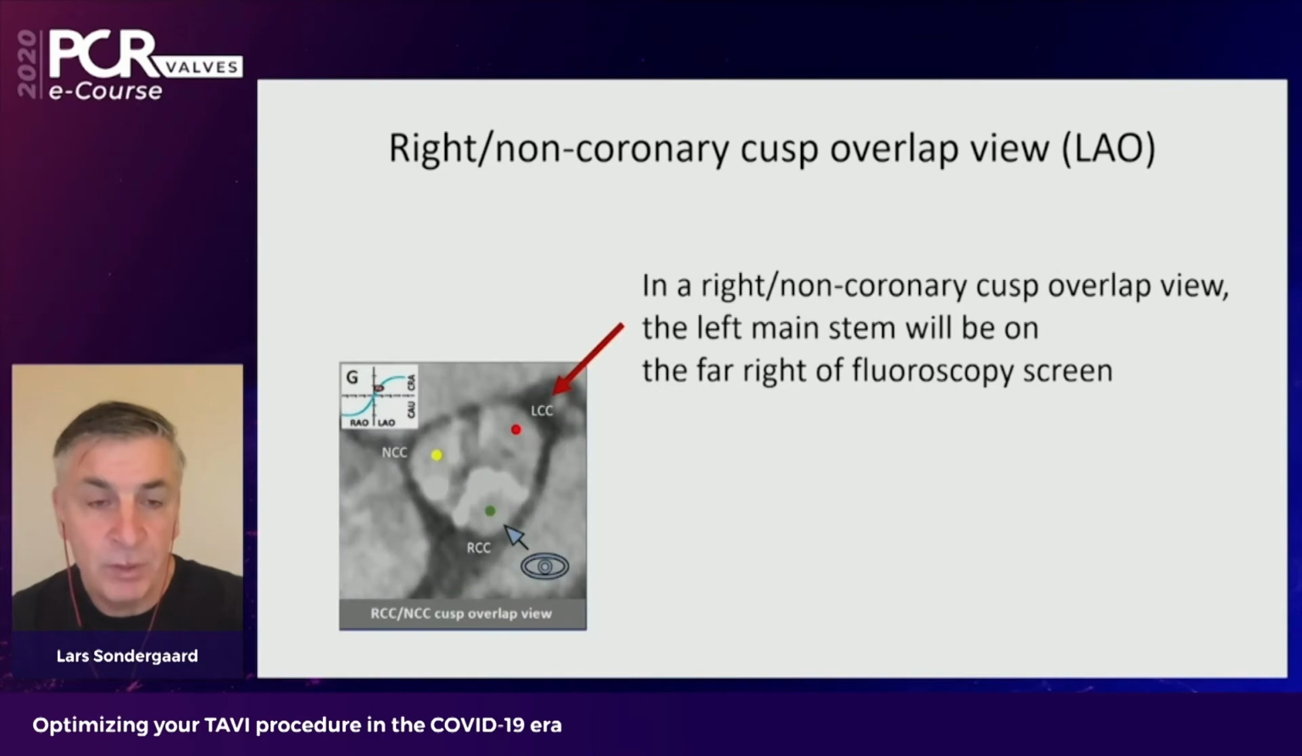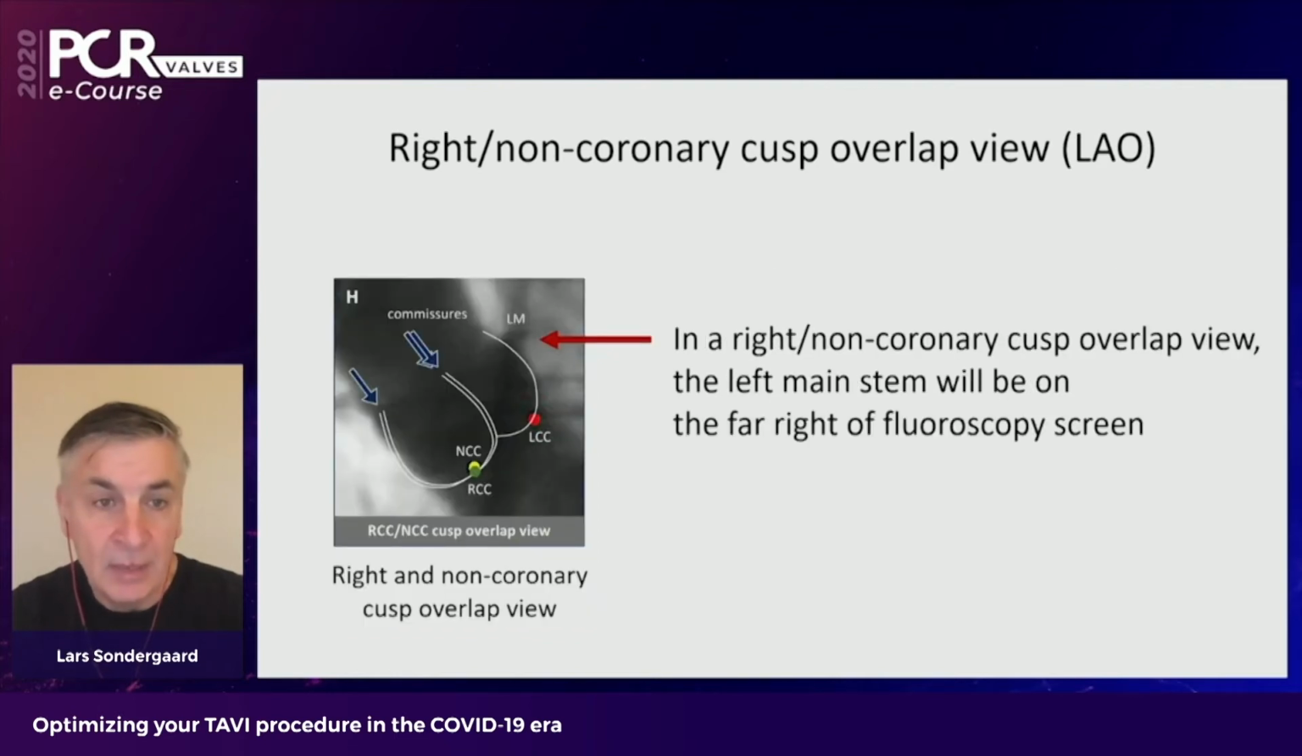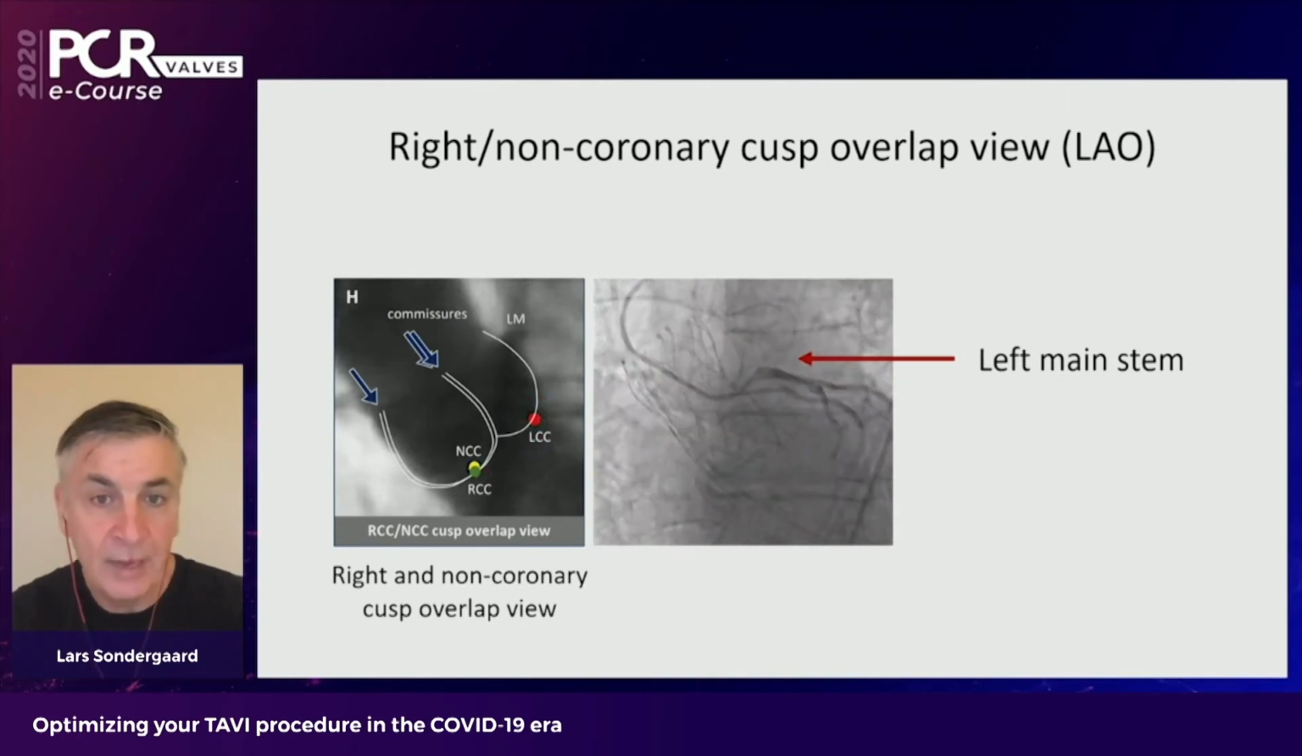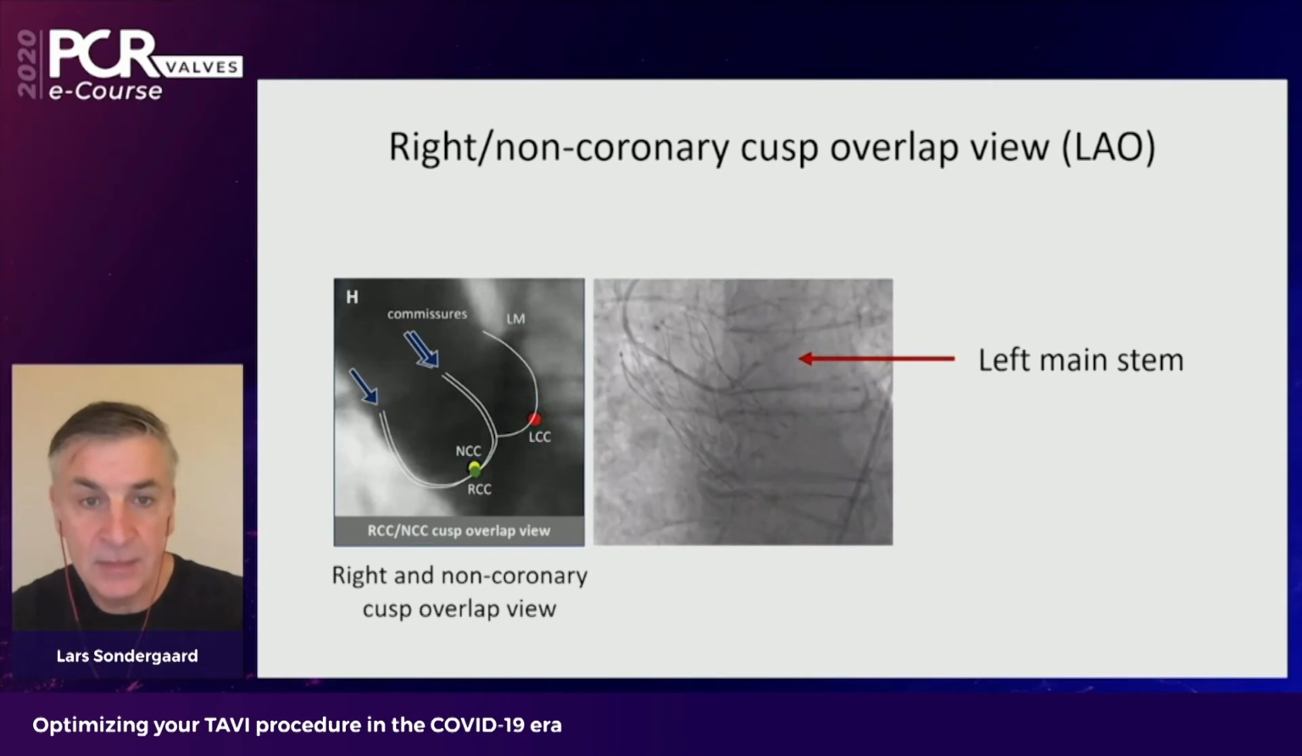And if you want to confirm it, you can roll back to a right non-coronary cusp overlap view in an LAO projection. And then you know, in this projection, you're going to have the left main stem coming off on the far right on the screen, like here, because you have one post isolated on the left-hand side and 2 overlapping each other. And this is just illustrating it's very easy, in that projection, to access the left main stem.